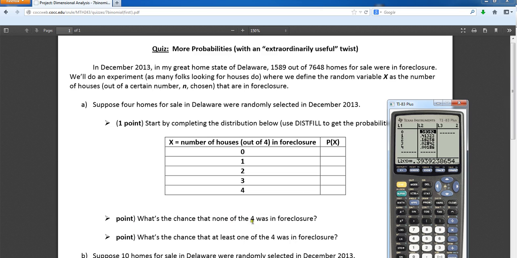What's the chance that none of the 4 was in foreclosure? It's right there, 39%. I'm not exactly sure why I asked you that question. What's the chance that at least 1? Well, that's the remainder. If 39% are in foreclosure, that means the other 61% have to not be in foreclosure. So that's the first bit.